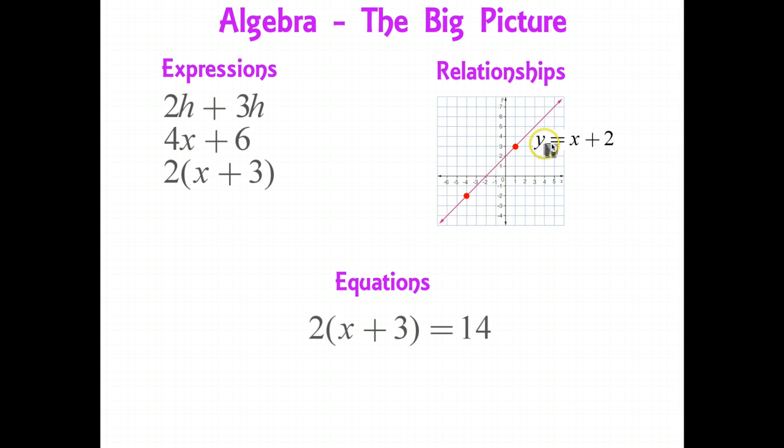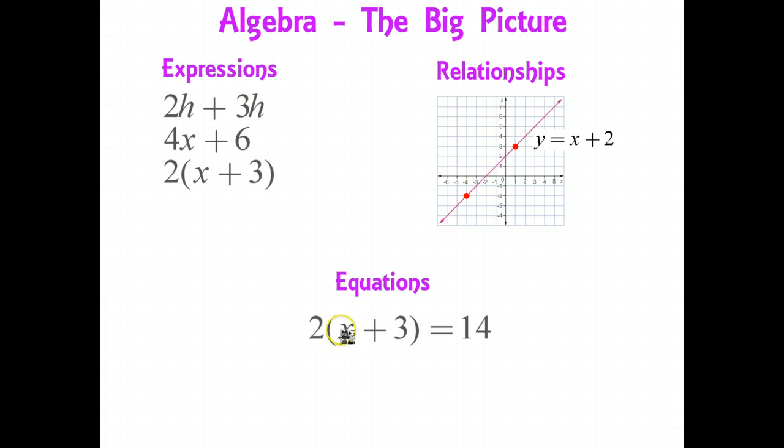For example, you might look at the relationship y equals x plus 2. In this case, x can be any number. You add 2 to it, and you get the value for y. It turns out you can draw a picture of that relationship, and for equations like that, the picture will look to be a straight line.